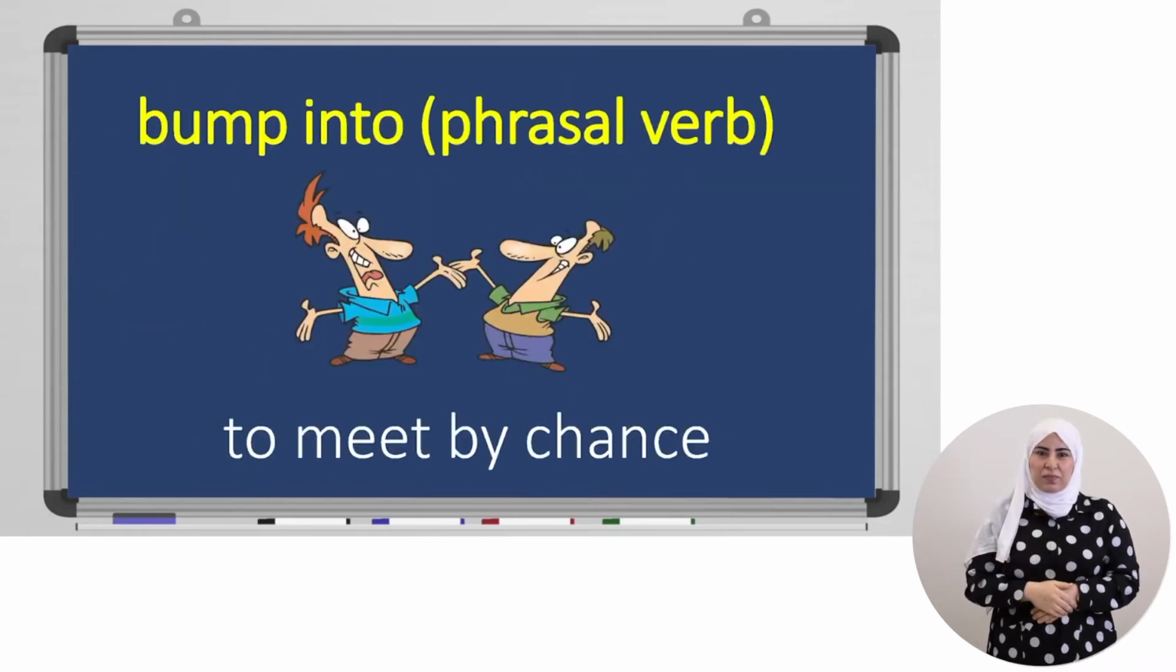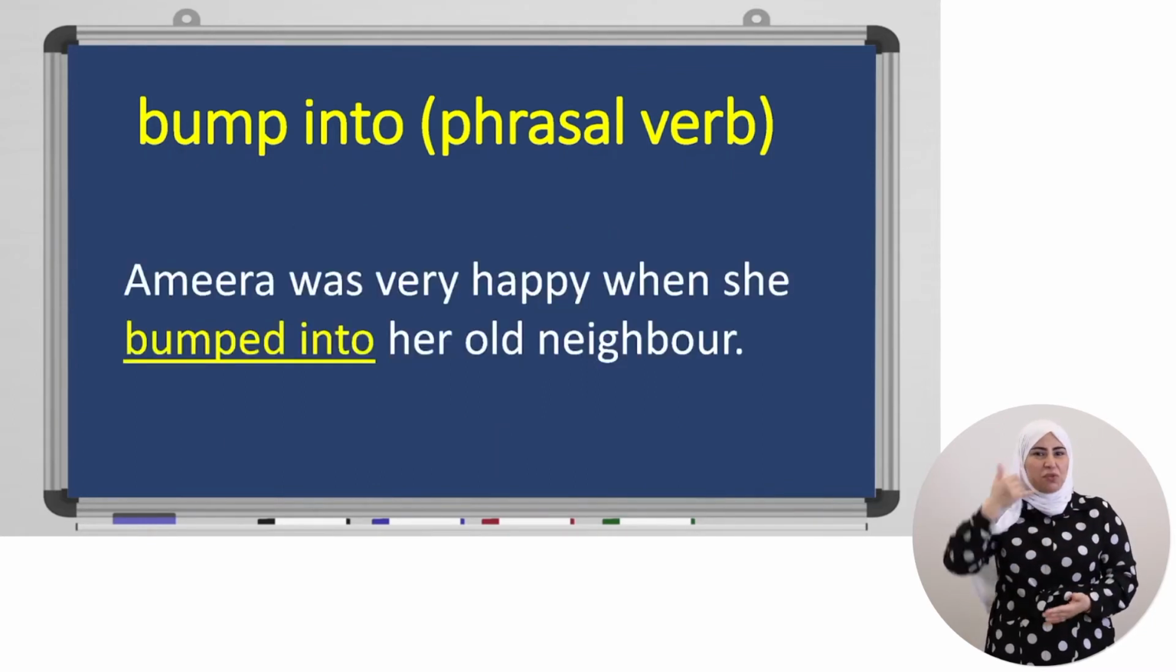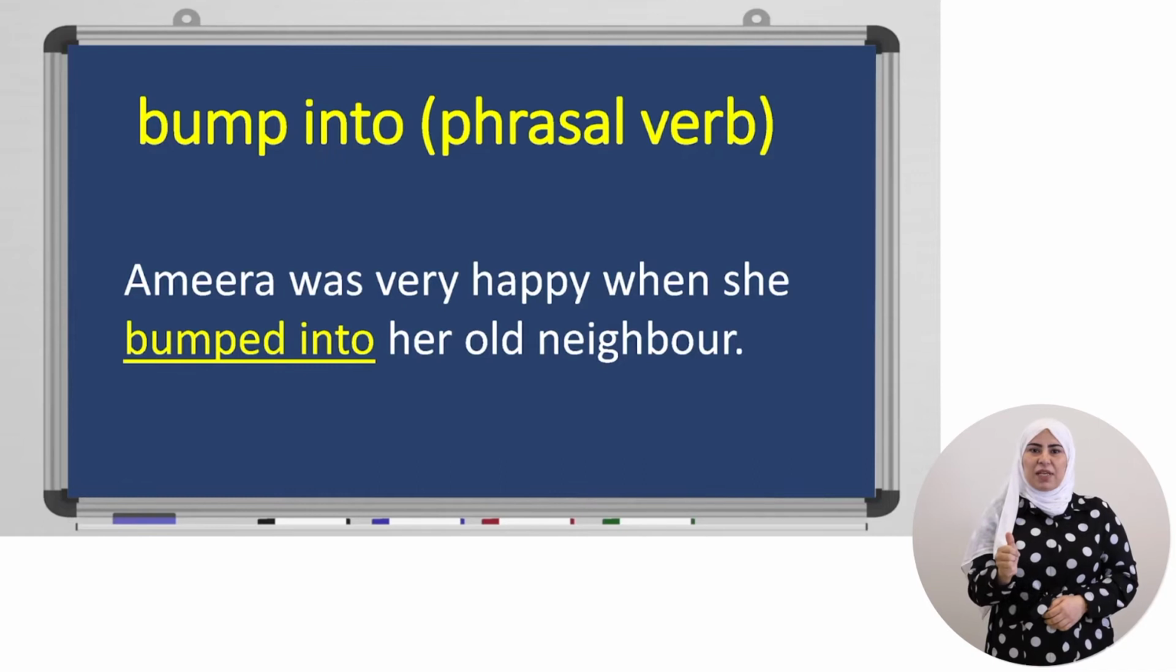Now, what do I mean when I say bump into? When you bump into someone, you meet them by chance. You're going out and you meet someone you haven't met in a long time by chance. Did you plan for it? No, you just met them. For example, Amira was very happy when she bumped into her friend, her old neighbor. She was happy she met her by chance. She didn't plan for it.